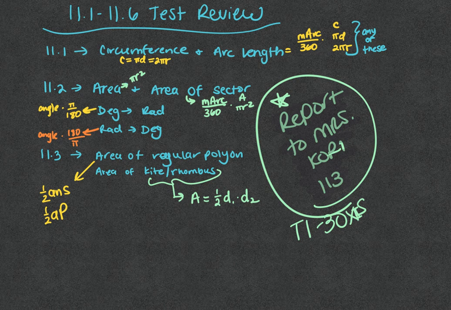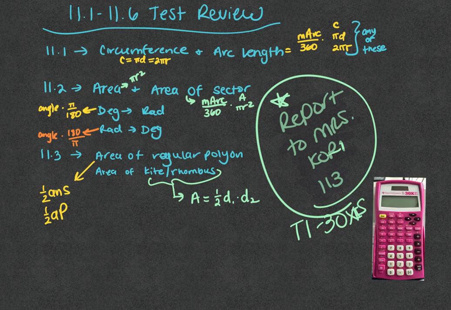What does dig mean? Diagonal. Diagonal 1 times diagonal 2. Obviously, it doesn't have to be pink, but it has to be that one.